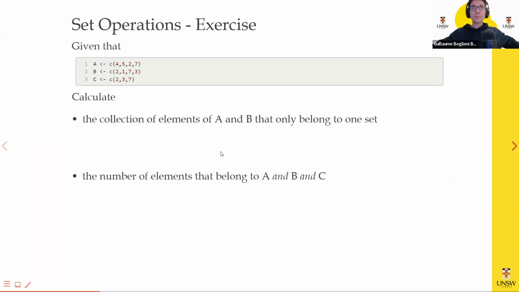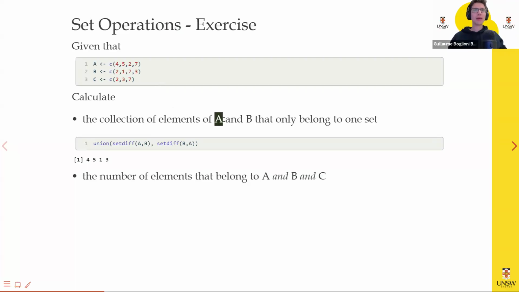So, exercise for you. Maybe take a second to figure it out. Given again some vectors here, A, B, C, calculate the collection of elements of A and B that only belong to one set. So elements that only belong to either A or B. Take a second. This one is maybe not so obvious. Okay, I'll give you the solution.